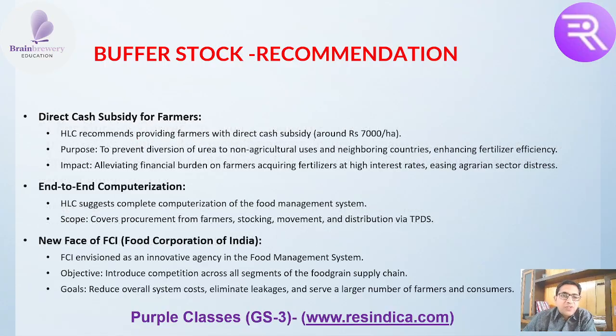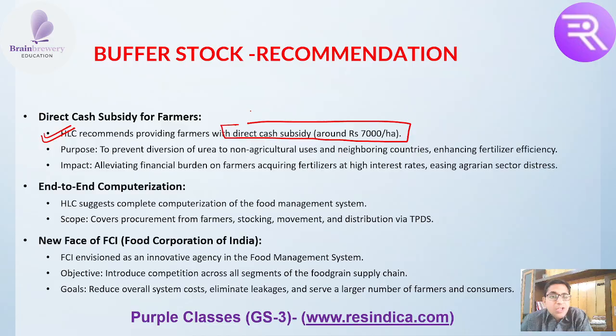Then direct cash transfer. As per the high level Shanta Kumar committee, they said to provide a direct cash subsidy of rupees 7,000 per hectare to the farmer. So it will prevent the diversion of urea, because then the farmer will be more and more cautious in utilizing this money. Then the farmer will decide how much money we need for urea. If you are providing only fertilizer subsidy, they keep on buying the fertilizer only at the subsidized rate. But if you are providing them cash, they will be optimally utilizing it properly.